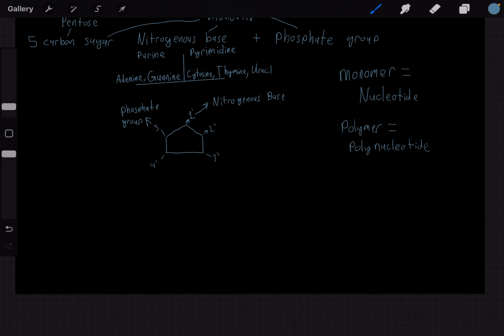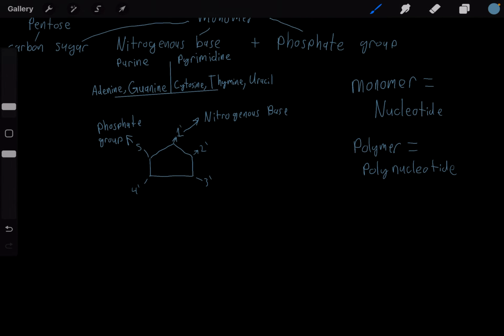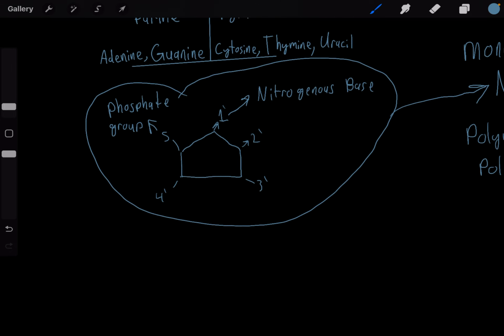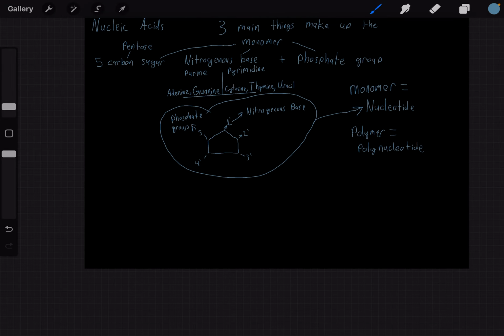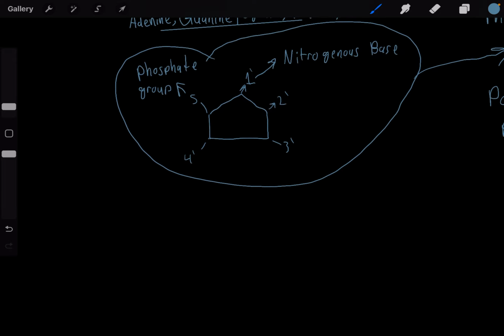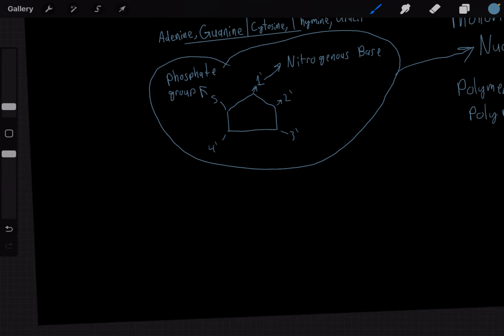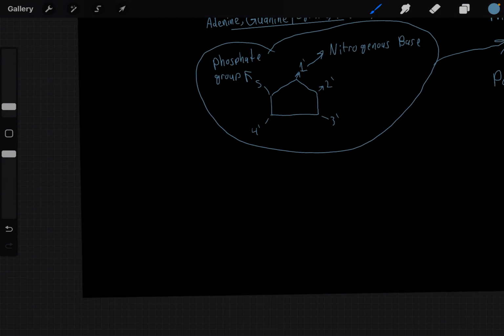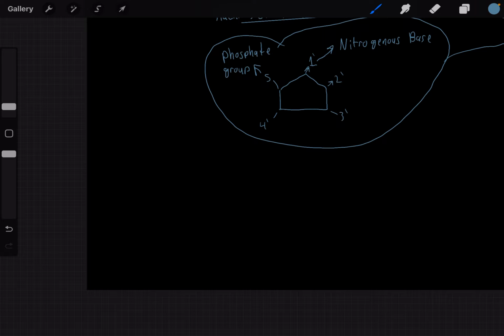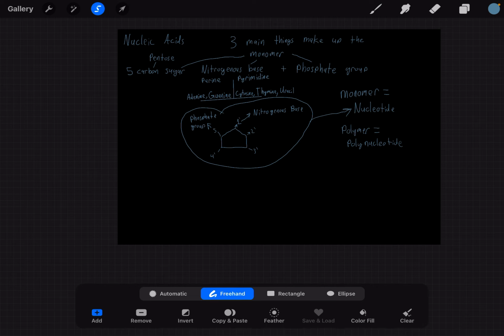So now we need to make a polynucleotide, because this structure right here would be your nucleotide. So this would be a nucleotide. Now we need to make a polynucleotide. How that happens is you have different types of polynucleotides, which we'll break up right now, actually.